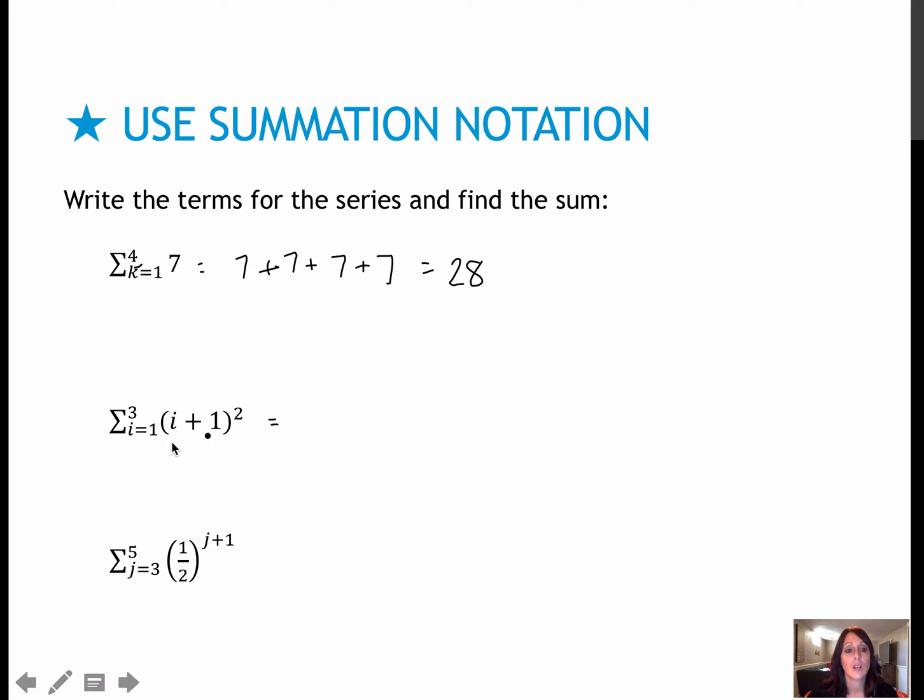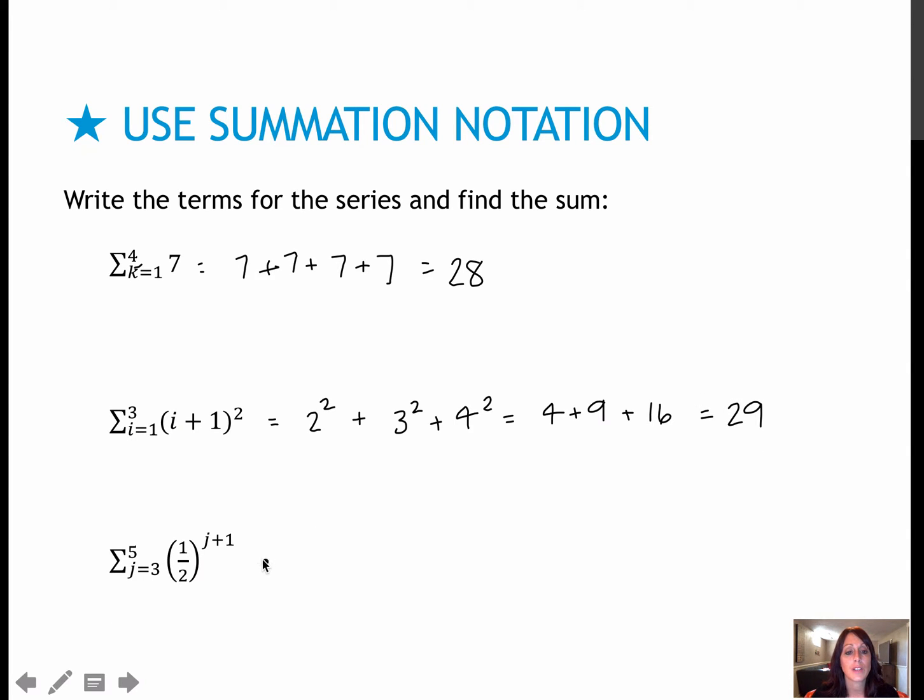For the next, I'm plugging in 1, starting with 1, so 1 plus 1, which is 2 squared. I'm plugging in 2, so 2 plus 1, which is 3 squared. And I'm plugging in 3, so 3 plus 1, which is 4 squared. So that's 4 plus 9 plus 16, which is 29.